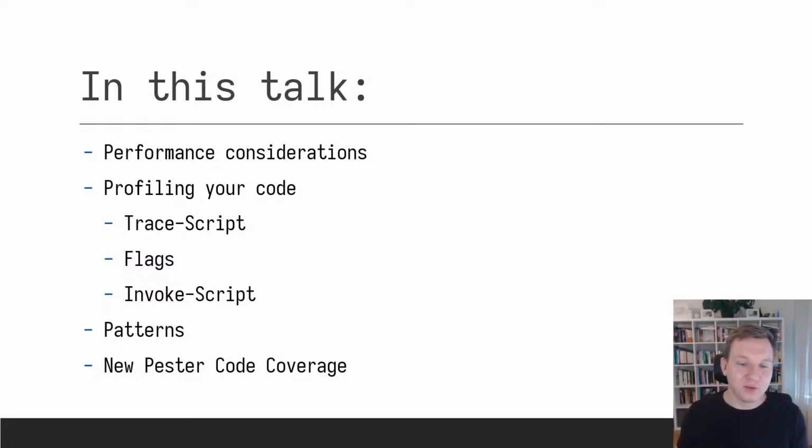So now, when you're hopefully installing the module, let me tell you what the agenda is. So there are some performance considerations that we have. Then there will be profiling your code, how to actually do it with Profiler. We will use the Trace-Script commandlet. We will use flags, which is a feature of both Trace-Script and Invoke-Script. And we will use the Invoke-Script commandlet. Then we will talk about a few patterns, how you can optimize your code. And then I will show you the new Pester code coverage, and I will probably also show you how Profiler looks inside.